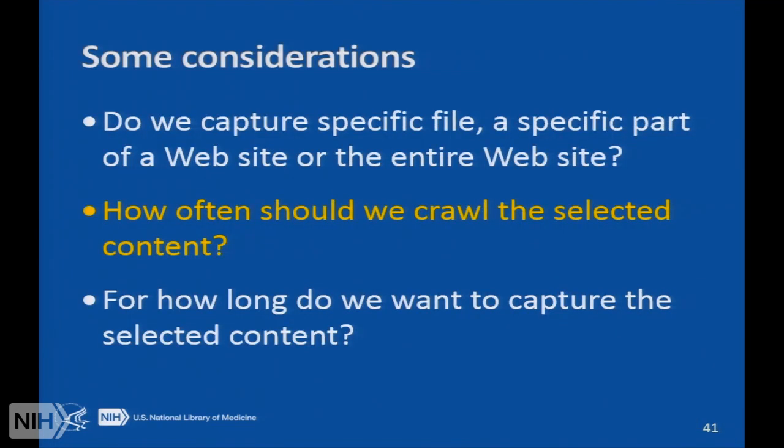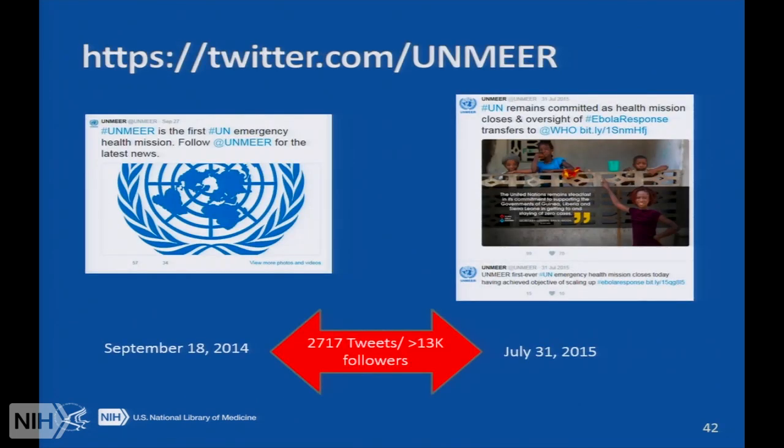Once selected, we also had to determine how frequently we wanted to capture certain types of content. Some materials we only needed to capture once, like a single blog post, and some we wanted to collect monthly and some weekly, depending on what we perceived as the rate of change of content and the value of collecting multiple copies over time. Social media is an example of something that we wanted to capture more frequently as it was continually updated. Between September 2014, when the United Nations Mission for Ebola Emergency Response, that's the UNMEER, was established, and July 31st, 2015, when its work concluded, for example, they had published over 2,700 tweets. We crawled this content regularly to continue getting these frequently posted updates.